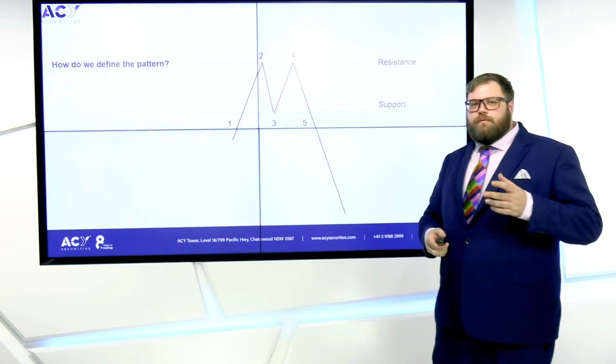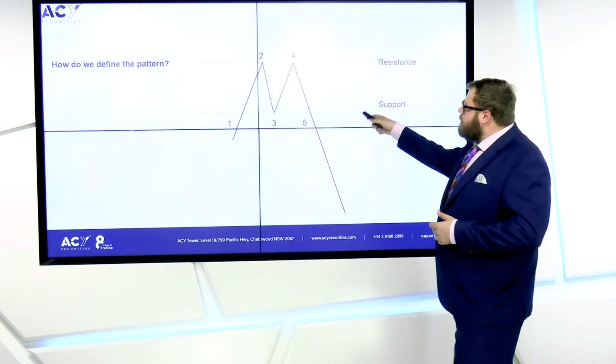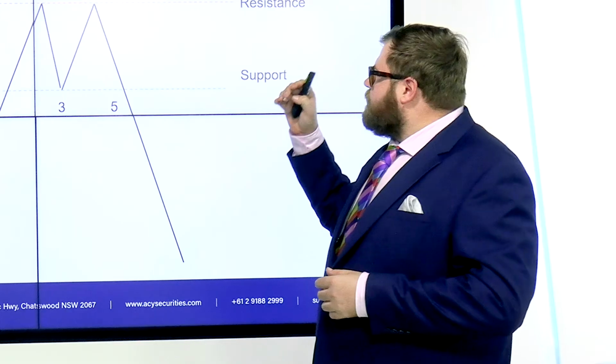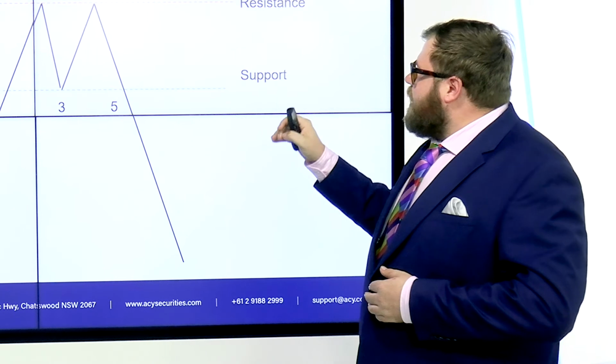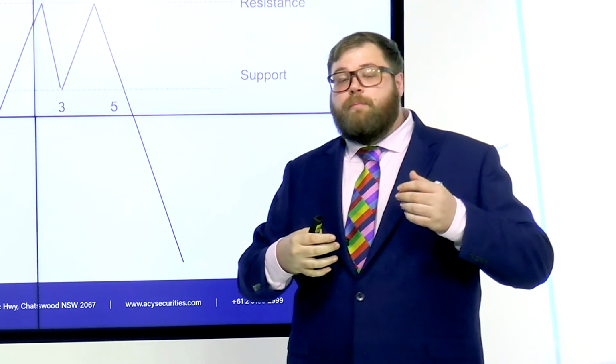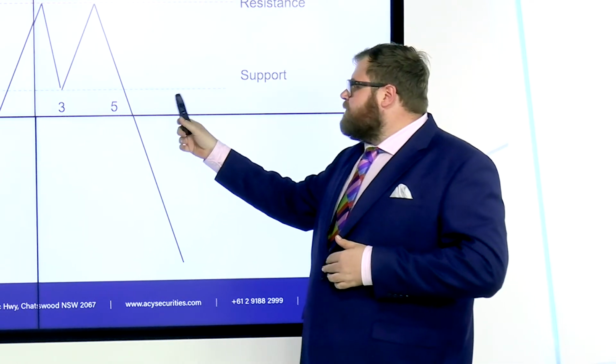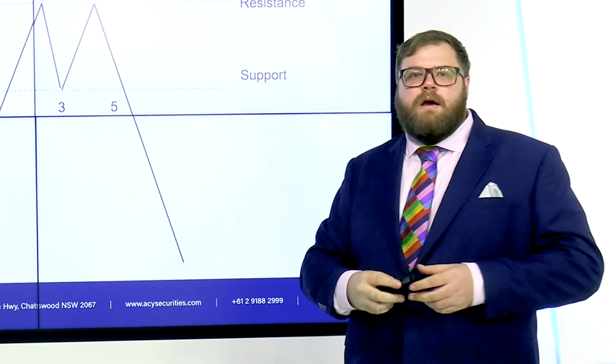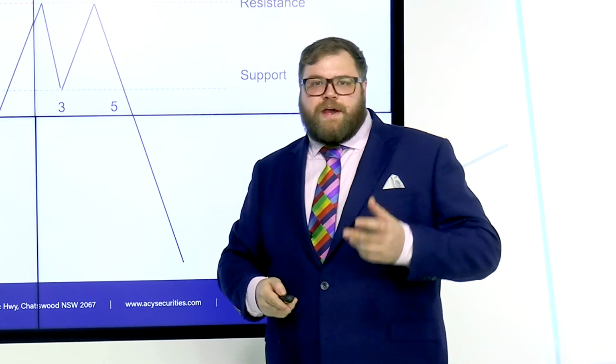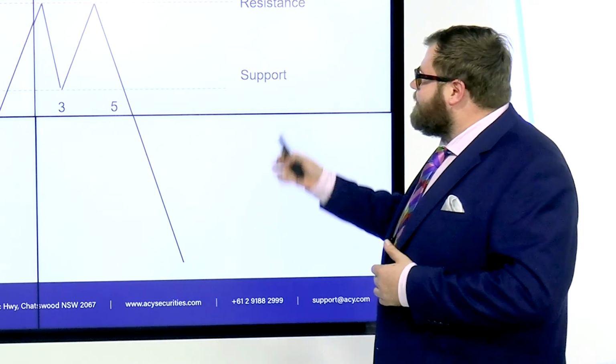Now at point 4, it's rather important how high this peak actually moves. So ideally you want it to be either equal to or below point 2. Now once we get to point 5 and we've seen a break of our support line, that's where we're looking for our entry. And ideally that's what you want to do.